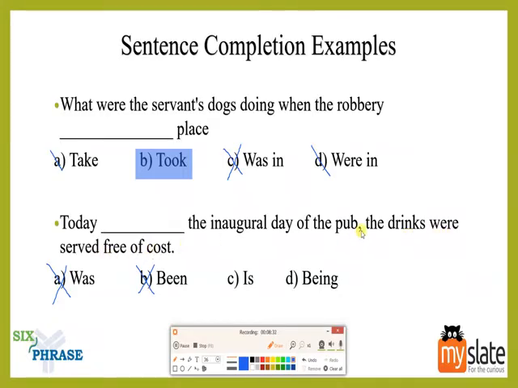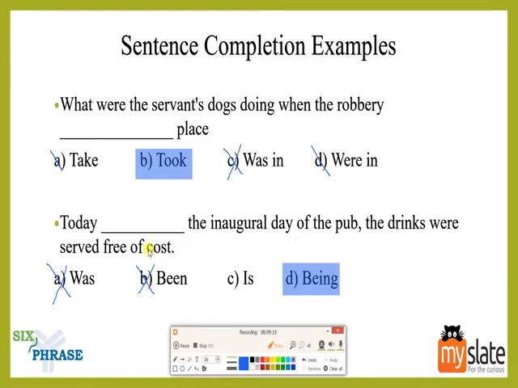But when you look at the next sentence, is this perfectly possible? Today is the inaugural day of the pub. Superb. If you finish the sentence there, is could be used. But it is not so. The drinks were served free of cost, meaning the drinks are being continuously fed. Since drinks were served free of cost means a continuous action took place, we'd have to go with being. That is, today being the inaugural day of the pub, the drinks were served free of cost. I hope you guys got it.